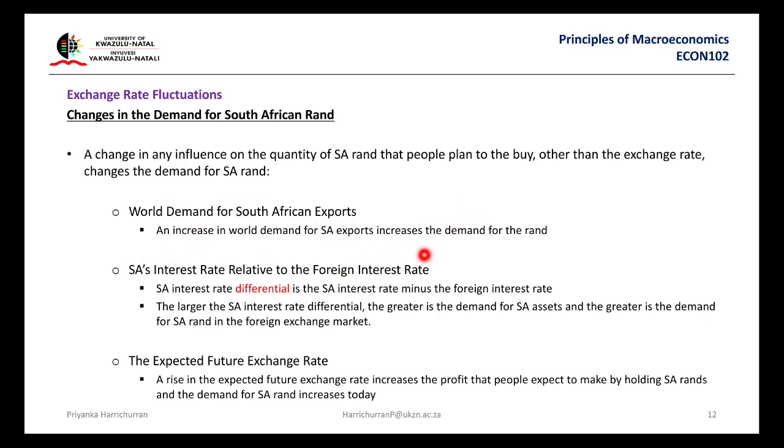South African interest rate. So if South Africa has a higher interest rate than other countries, people will invest their money over here, therefore the rand increases because they need to buy our country's rand to invest it here. Differential interest is our interest minus their interest rate. Expected future exchange rate. If our exchange rate is going to get very good, people would rather buy it now before it gets good, so that when it gets good, they can sell it.